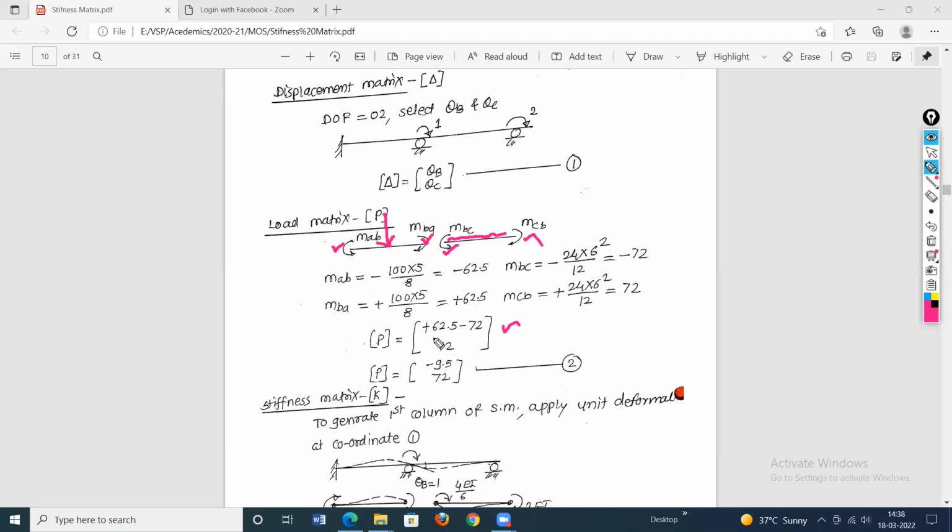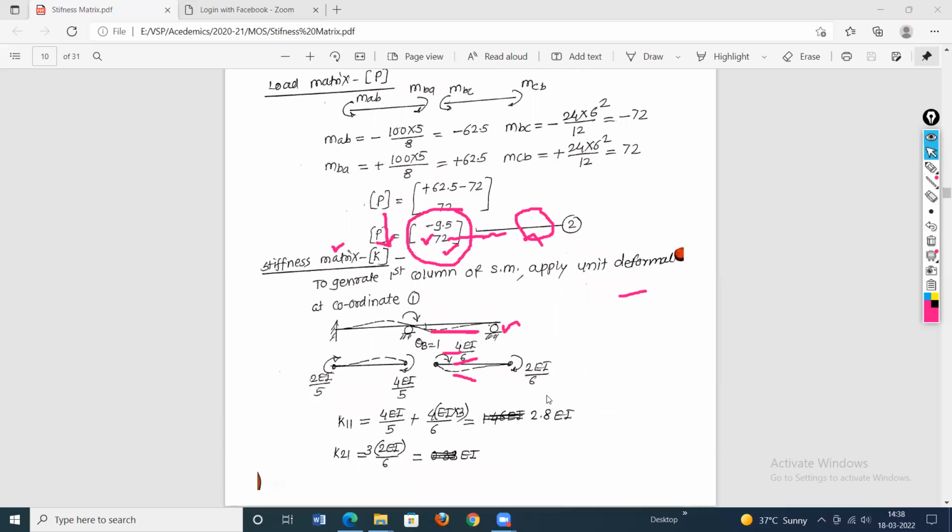Now the elements in the load matrix. There are two elements. The first is the restraining force, or the end moments, at coordinate 1. Coordinate 1 is at point B. There are two moments: the clockwise moment MBA and the anti-clockwise moment MBC, so it is plus 62.5 and minus 72. Then the second element is at coordinate number 2, which is MCB, a clockwise 72. So the load matrix is: the first element is minus 9.5 at coordinate 1, and 72 at coordinate 2.